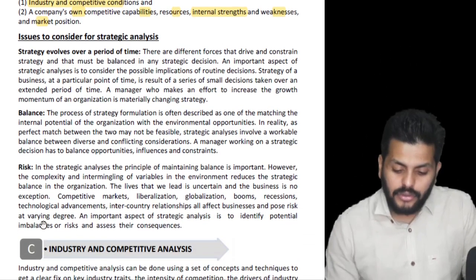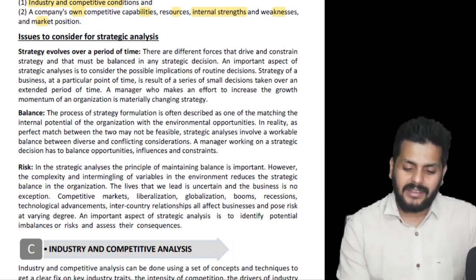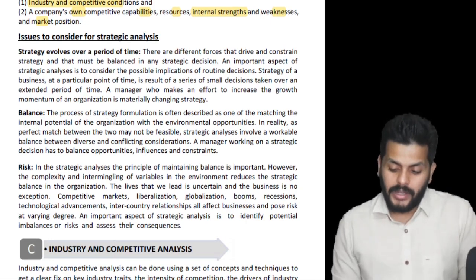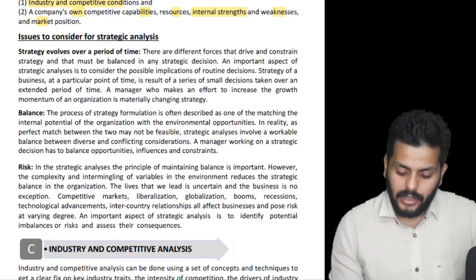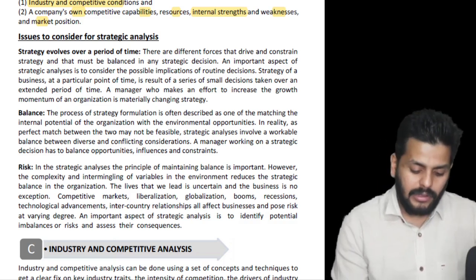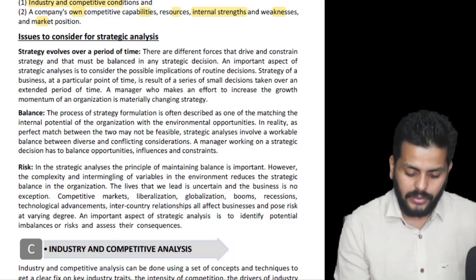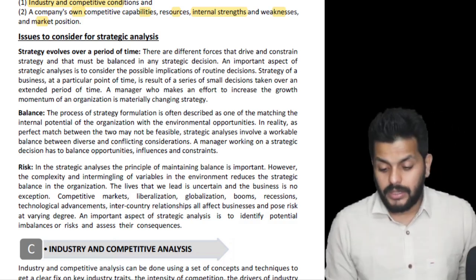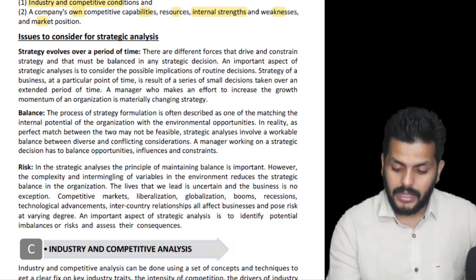The issues to consider in strategic analysis. Three issues are there which are very clear from their names only. First one, remember, strategy evolves over a period of time. Strategy what? Evolves over a period of time. It is not something that happens overnight. I want you to be very clear about that one. First and foremost thing, strategy evolves over a period of time. That is the first conclusion.